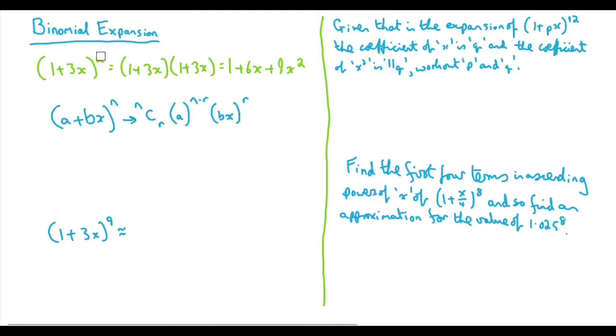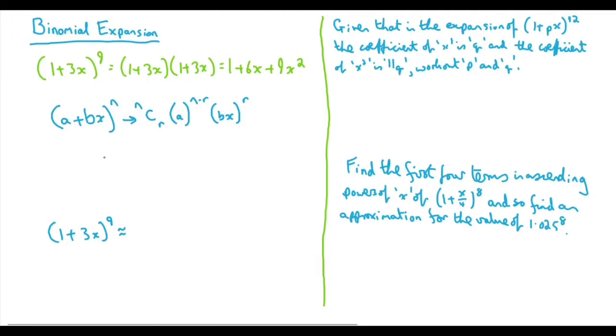Fairly straightforward. But what if instead we hadn't had a power of 2, we'd had a power of 9? Now we wouldn't want to have to write out 9 of these brackets and times them all again, one by one. Take this quadratic, times it by the bracket. Take the cubic that makes and times it by the bracket. It would take too long, and there's a risk you'll make a mistake along the way. So what we can do instead is employ this topic here, binomial expansion.